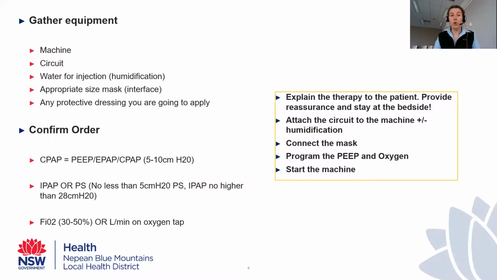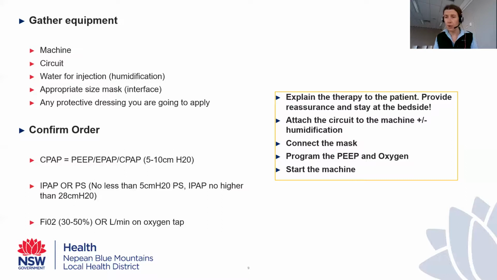You need to confirm your order. And for BiPAP, your order needs to have a starting oxygen level, whether that's an FiO2, a percentage, or a litres per minute. You need to have a CPAP, which is, again, those terms, PEEP, EPAP and CPAP all mean the same thing. So it's a positive end expiratory pressure, an expiratory positive end pressure, or a continuous positive airway pressure, no less than 5. So 5 centimetres of water would be the minimum you'd set.